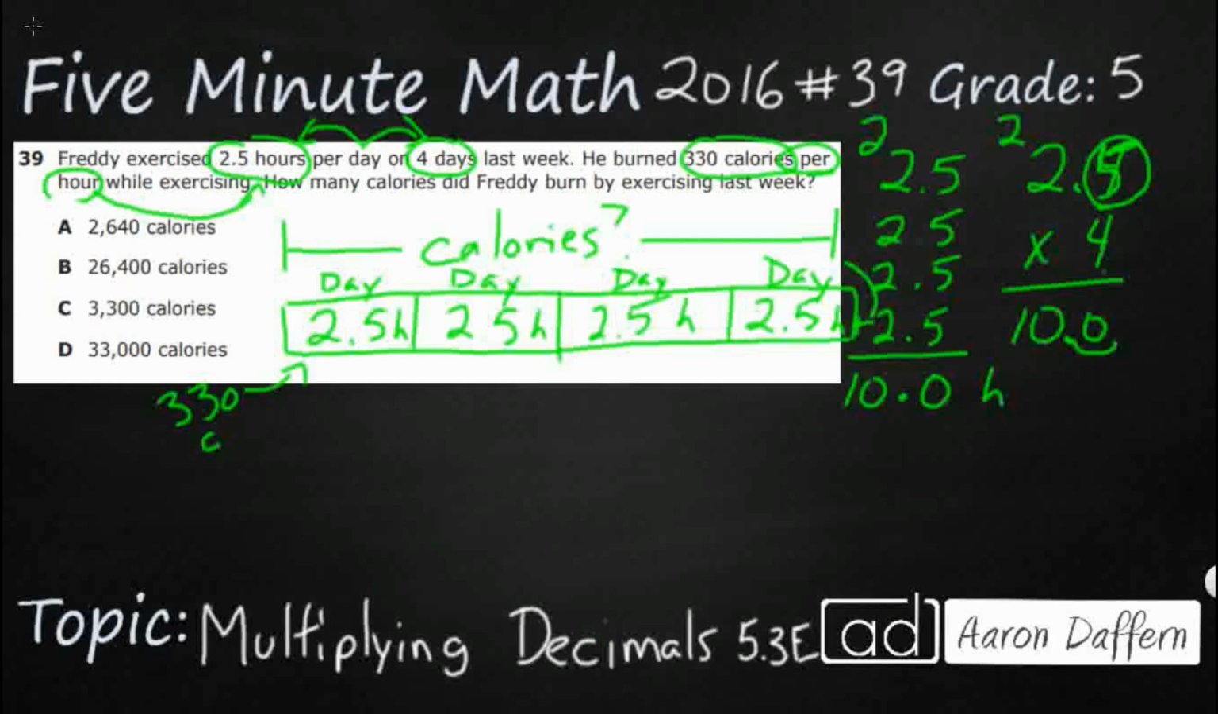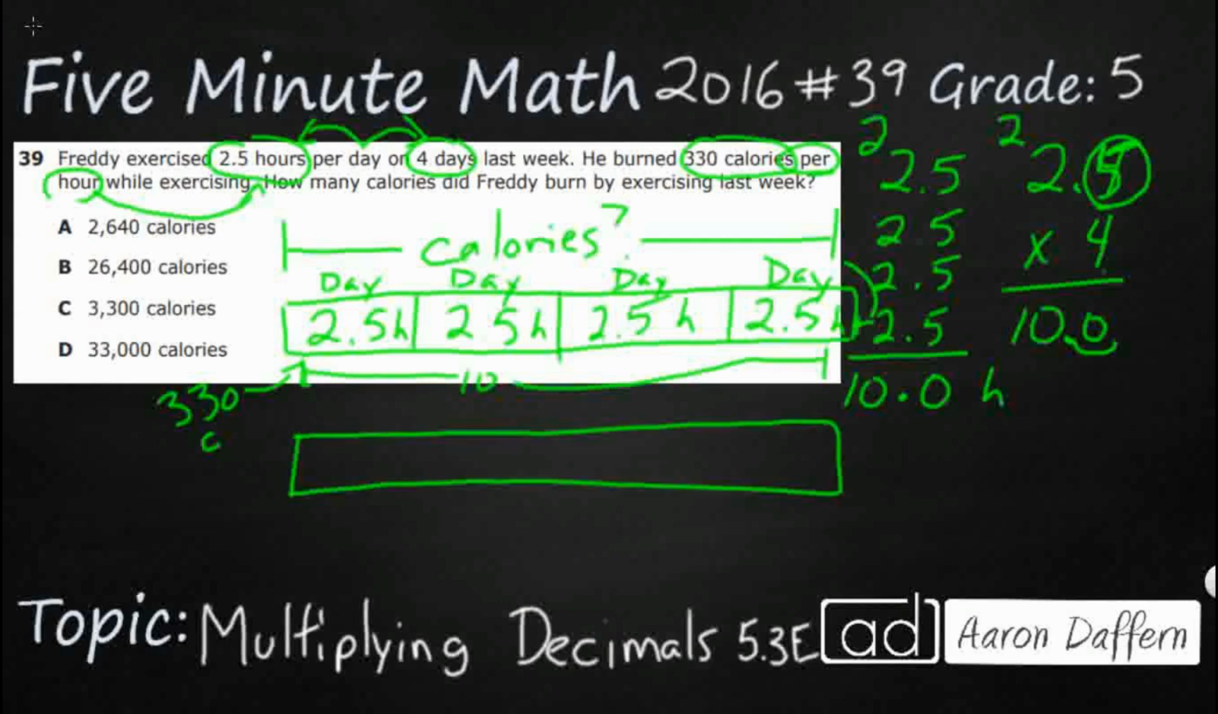So let me see if I can add this to our strip diagram. I'm going to make this 10 hours altogether. Right here. And inside each of these hours, right? So if I were to draw 10 hours, let's see if I can draw 10 hours. All right, so there's my 10 hours. Inside each of these, you've got 330. So 10 sets of 330. So you see where that's going to go. We're going to do our 330 times 10.